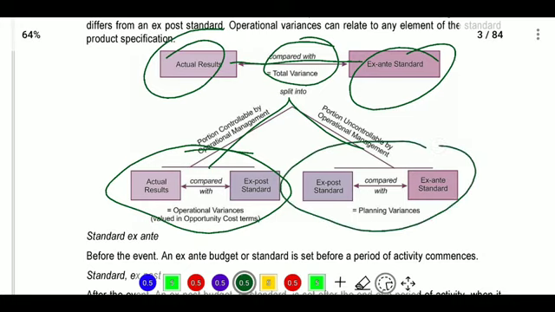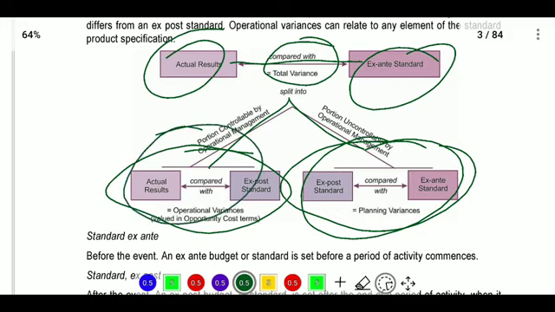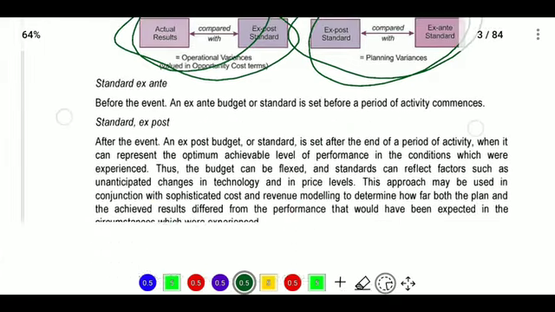It is planning variance. So simply we are seeing here the original standard and the revised standard. Here we will compare the original standard and revised standard, that is planning variance. Here we will see the actual results against revised amounts, that is operating variance.